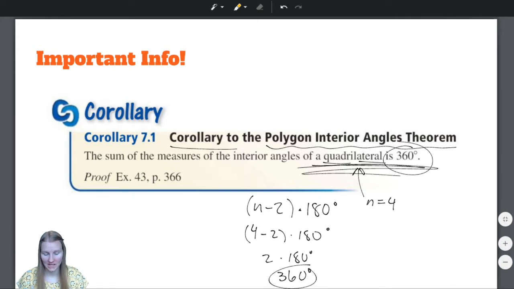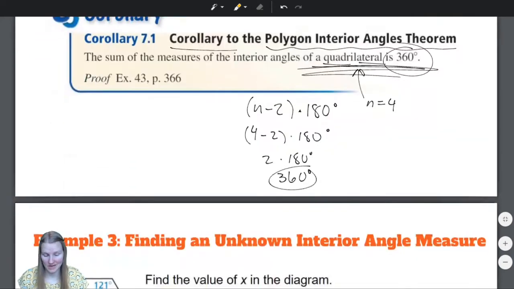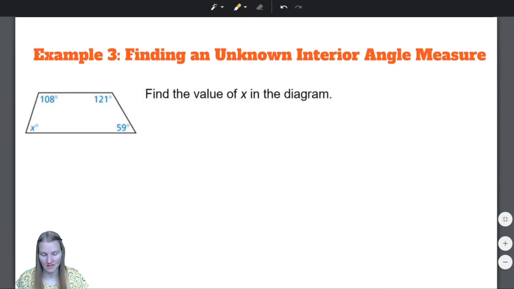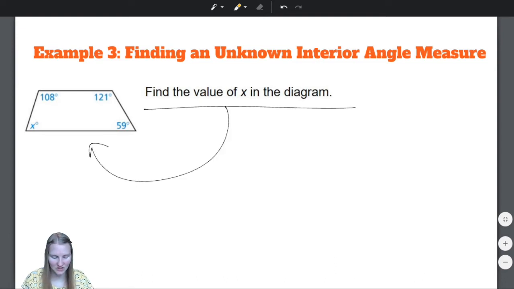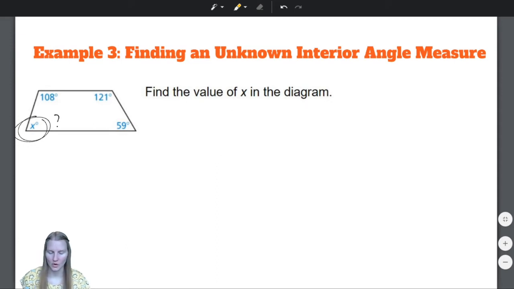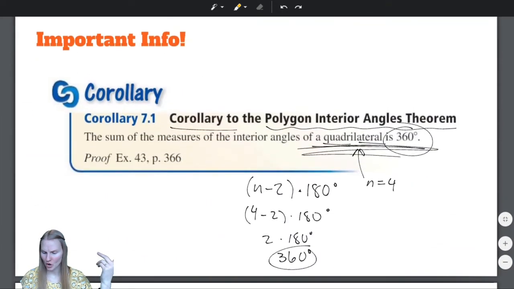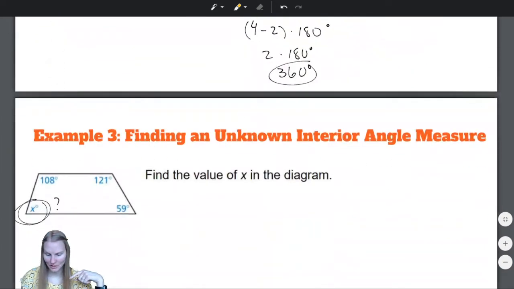Okay, let's go ahead and use this corollary in our first example of today, the third example of section 7.1. We want to find the value of x in this diagram. So what is this angle right here? How many degrees is the bottom left angle of this quadrilateral? Now, because it has 4 sides, 1, 2, 3, 4, this is a quadrilateral. And hey, quadrilaterals have 360 degrees in them.